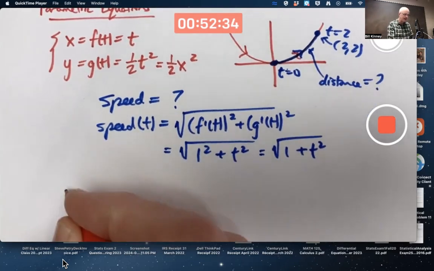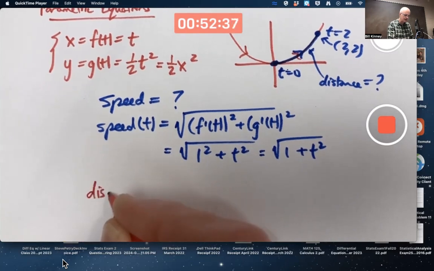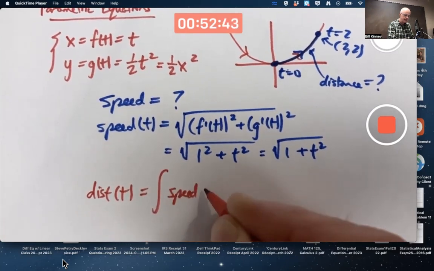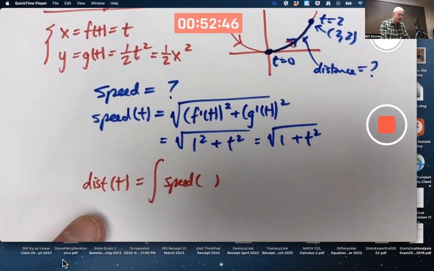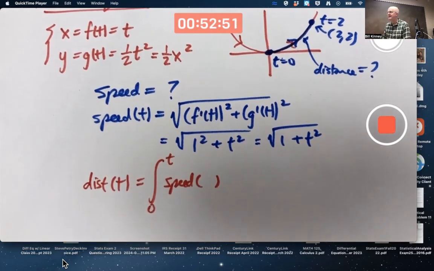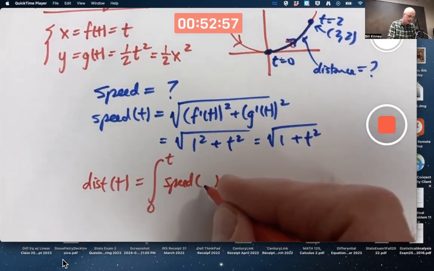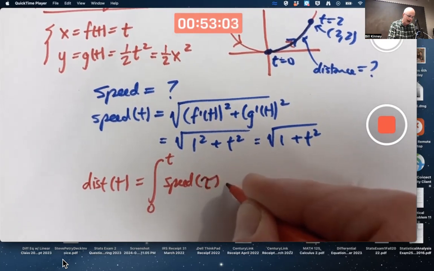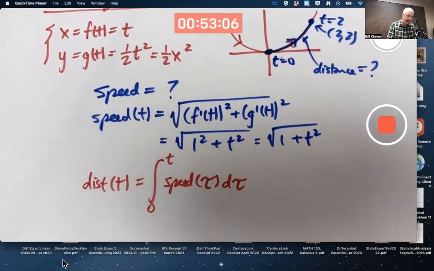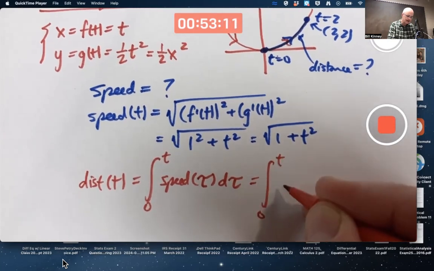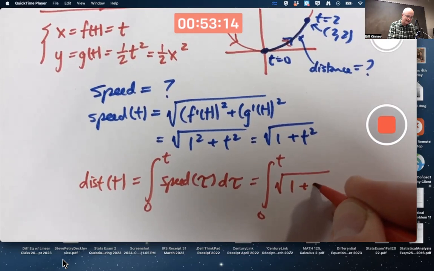In fact, if I want to do something kind of general, I could say the distance as a function of t is the integral of the speed. If I'm using t as the variable and I'm starting time at time 0, I go from 0 to t. Once again, emphasizing FTC part 2 here. I'm going to get an antiderivative of the speed. Use a different letter name for the variable. I like using the Greek version of t called tau. Speed of tau d tau. And for this particular speed, this would be the integral from 0 to t of square root of 1 plus tau squared d tau.